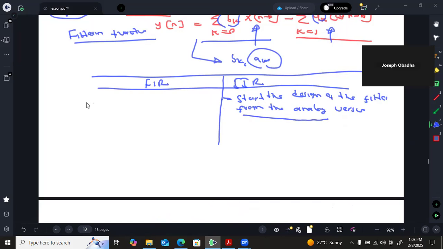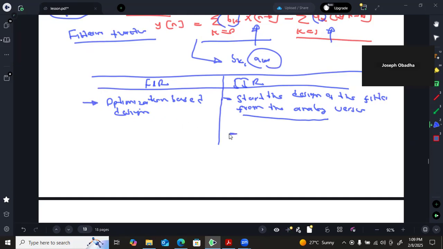But for the FIR, we don't need to start from anywhere. We only need to start from the problem. What is the problem which needs to be solved? Therefore, it is easy to design an FIR filter to solve a given problem. So we can talk of optimization-based design. We start from where the problem is and we design our filter based on the problem which is there.